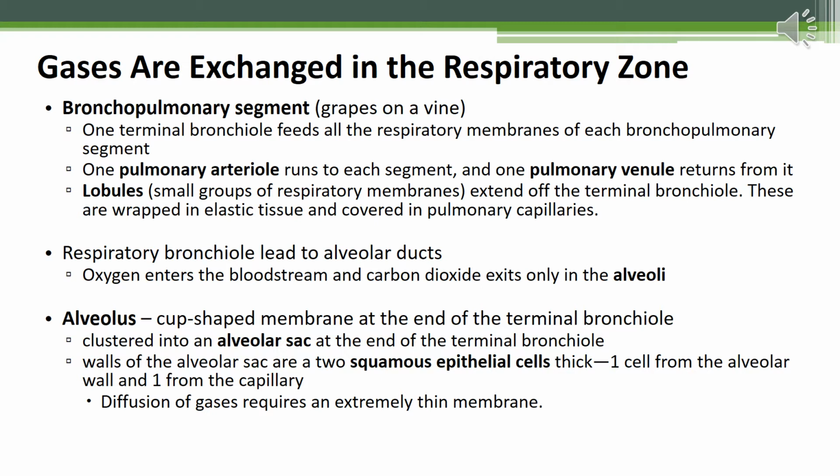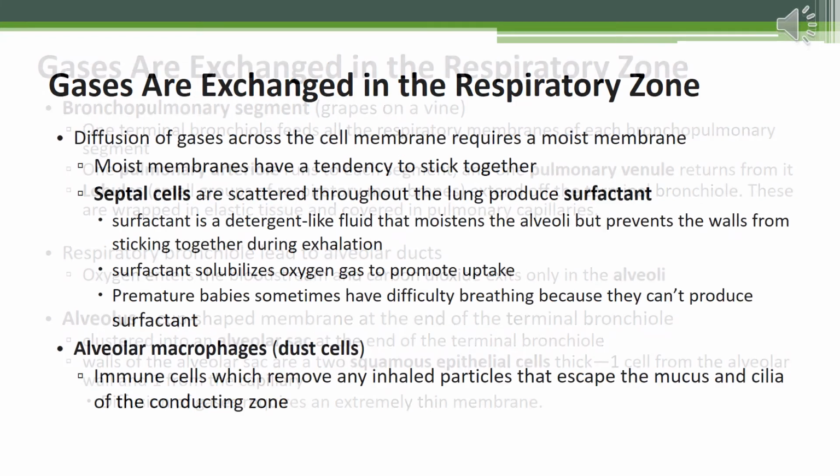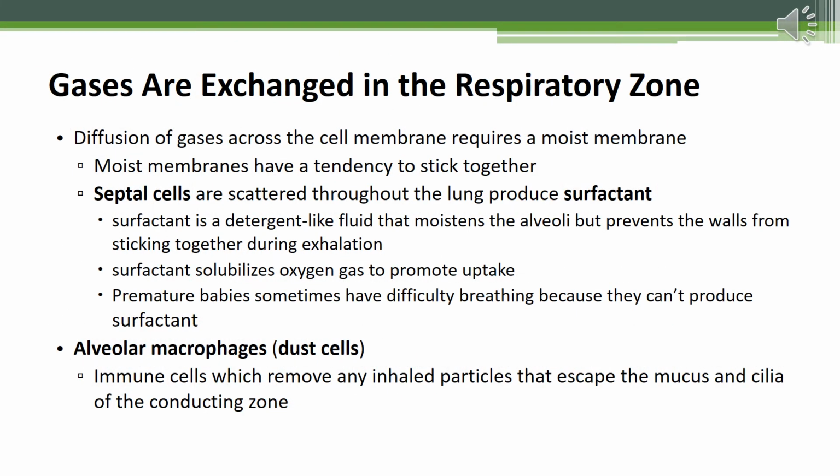And generally, when we're talking about the respiratory system, we need a thin, moist membrane with a large surface area, and this would be the ideal membrane through which we'd want gas exchange to occur. So we need a moist membrane in order for gases to diffuse across the lungs, but unfortunately, moist membranes have a tendency to stick together.